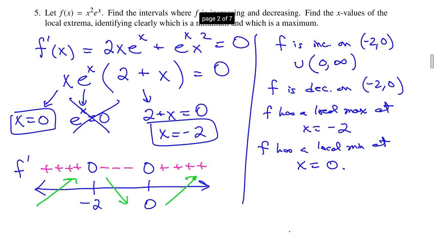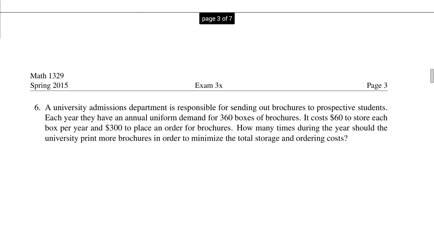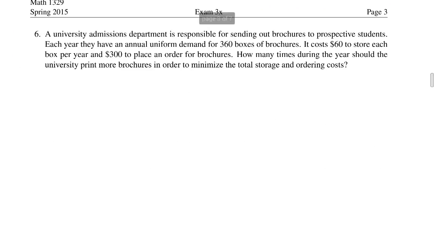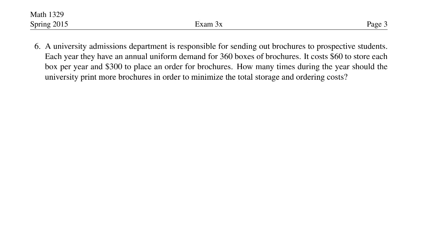All right, let's look at problem 6. A university admissions department is responsible for sending out brochures to prospective students. Each year they have an annual uniform demand of 360 boxes of brochures. It costs $60 to store each box per year and $300 to place an order for brochures. How many times during the year should the university print more brochures in order to minimize the total storage and ordering cost?